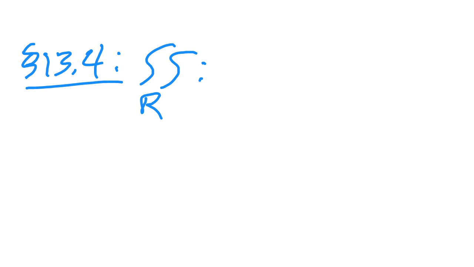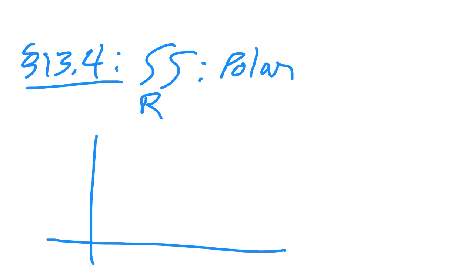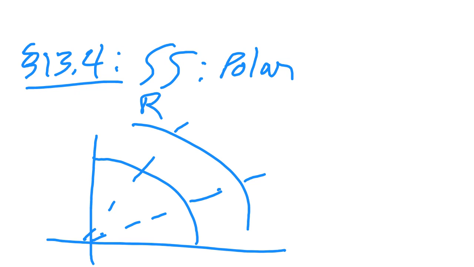Section 13.4, double integrals over region R with polar coordinates. Let's look at something with the origin here, in two dimensions. If I've got a curve going through here, first of all, remember polar coordinates: we're doing f of r, theta. So r is how far out we are.